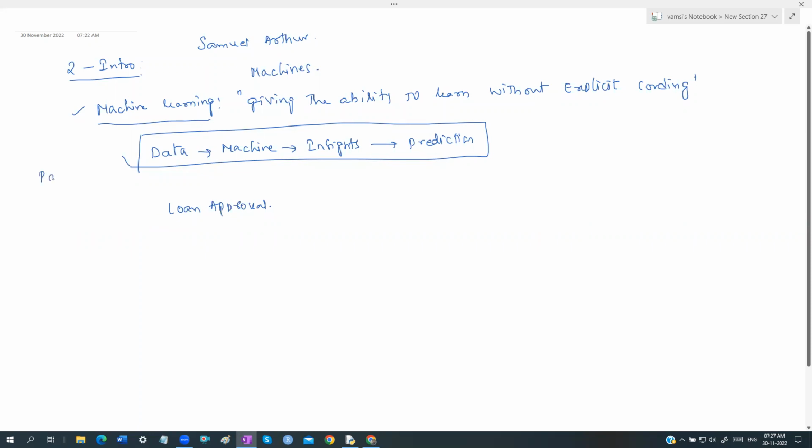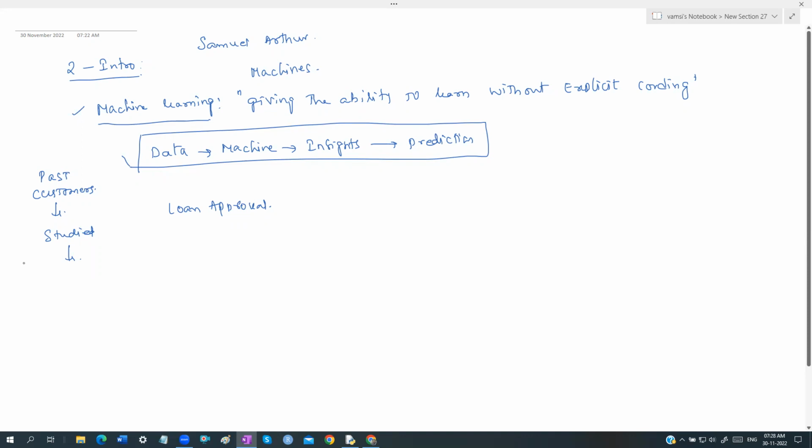So we have some past customers' data. Who has taken the loans, who paid the EMIs promptly, who did not pay the EMIs promptly. We studied the data, or rather the machine studied the data, and the machine gave some insights. So if these are the characteristics, like age is between 30 and 38, and the loan amount is something. So who are the defaulters?